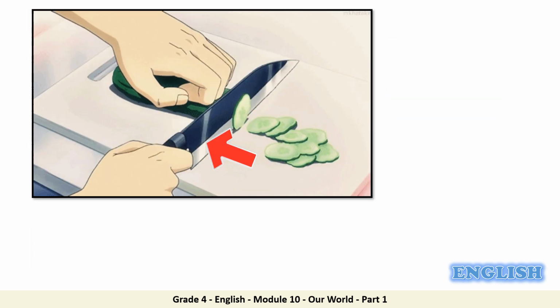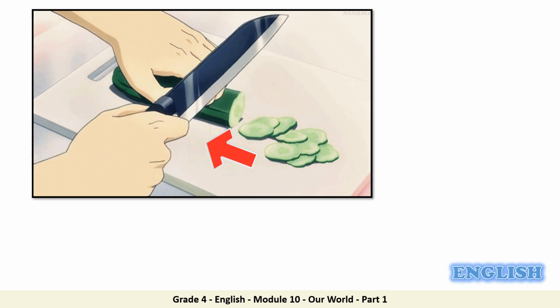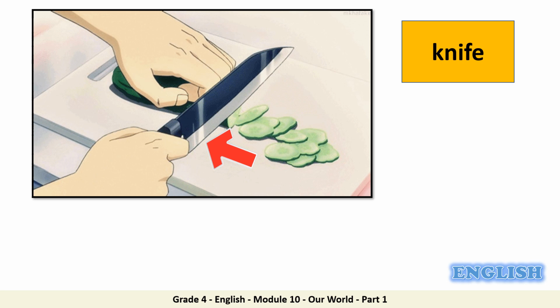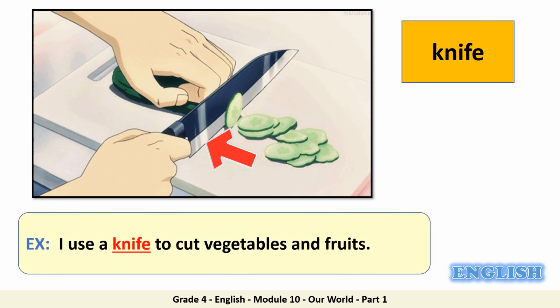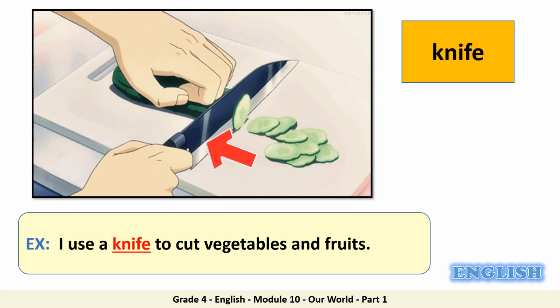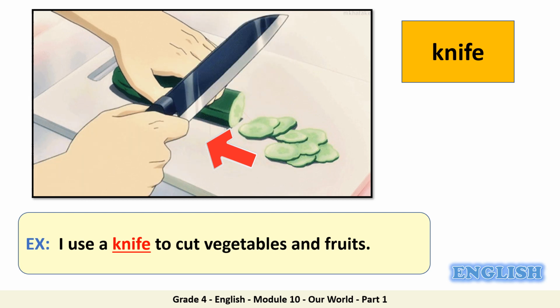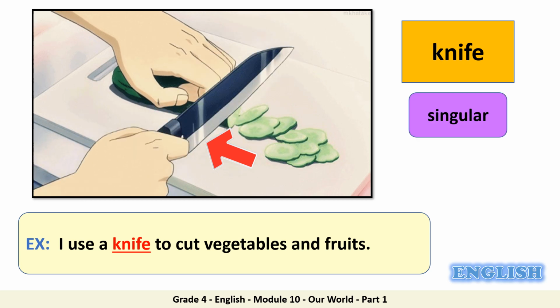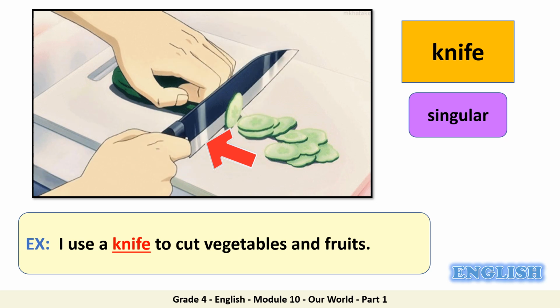Have a look at picture 2. What do you see? It's a knife. Can you use it in a sentence? I use a knife to cut vegetables and fruits. Let me ask you a tricky question. Is it in the singular form or the plural form? It's in the singular. Well done. Can you identify the part of speech? It's a noun.